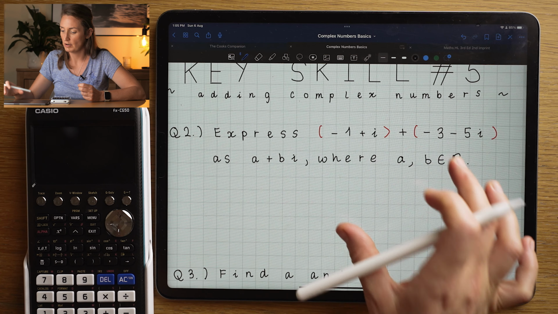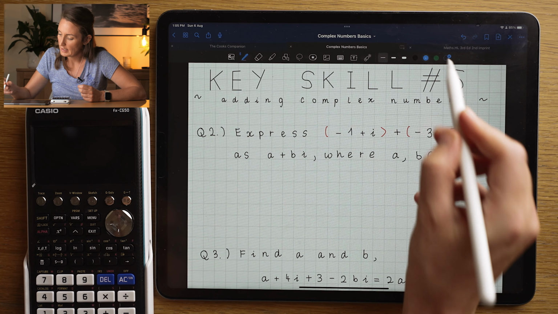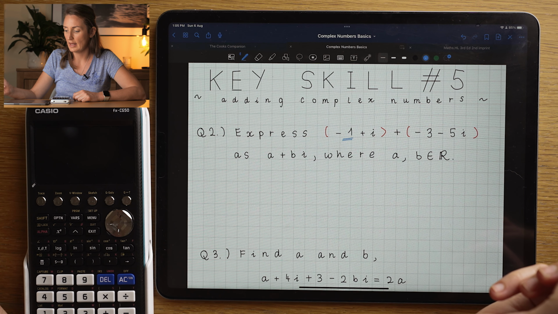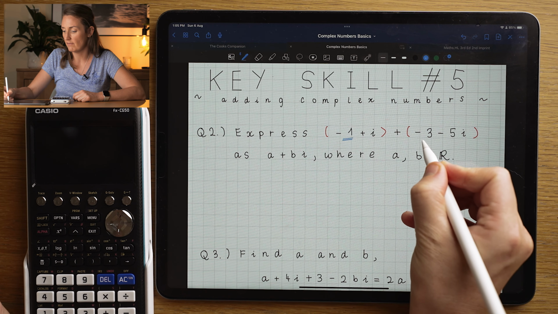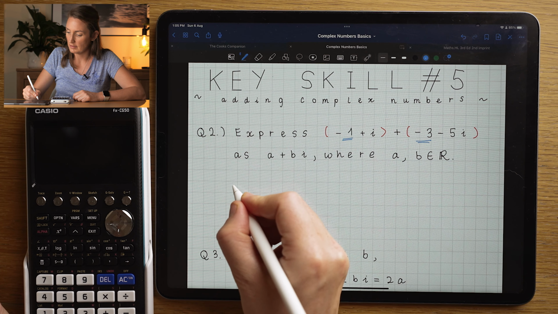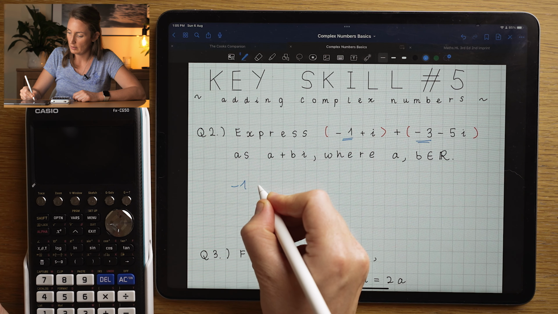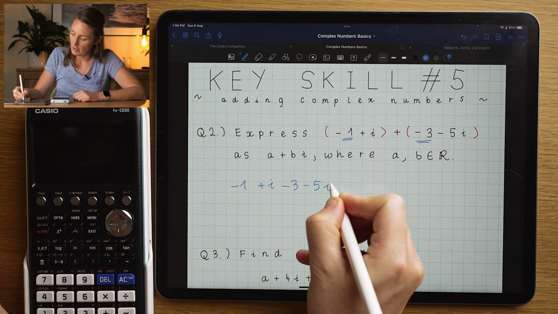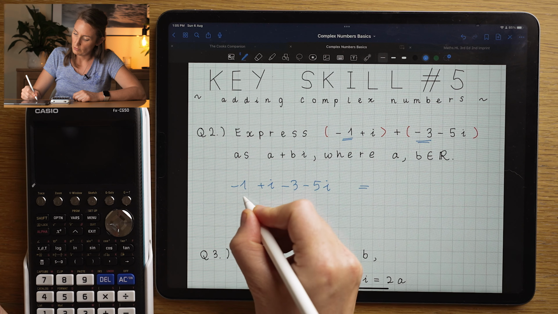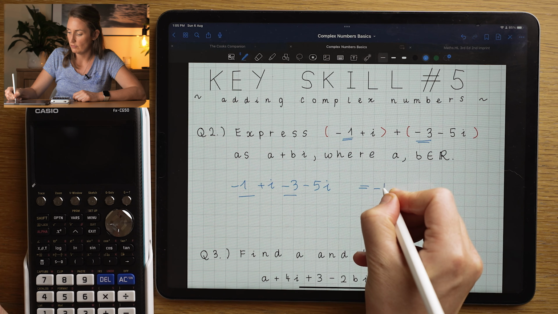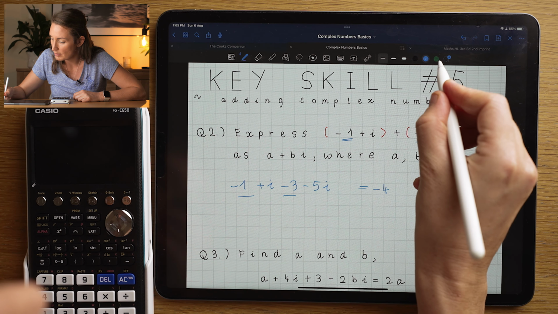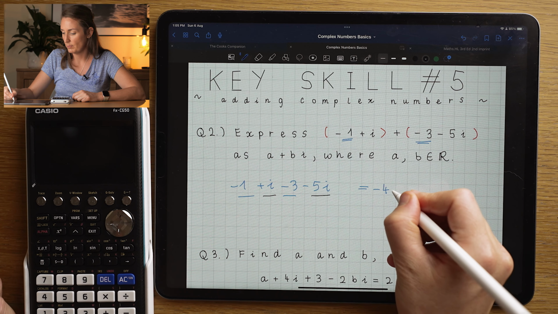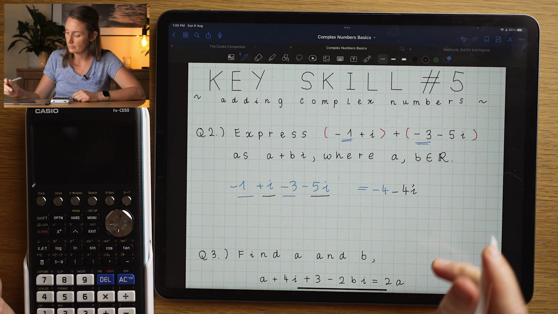Let's have a look at a few more examples. So here we're going to have minus 1 add i added with minus 3 minus 5i. I'm going to add the real parts together here. So minus 1 add i, minus 3 minus 5i. Reals and reals together would be minus 1 minus 3, which would be minus 4. And the imaginary parts together would be i take away 5i, which would be minus 4i.